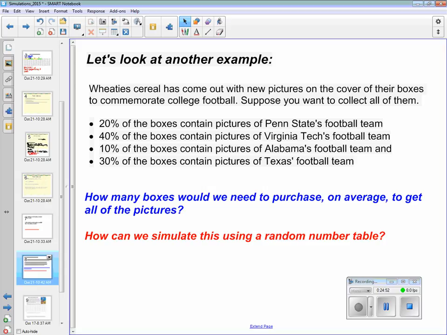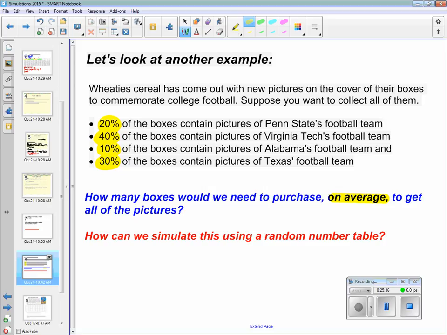let's say that Wheaties had these four pictures on the boxes, and I want to collect all of them. I want to have one of each at least. Wheaties told me that 20% of the boxes contain Penn State. 40% of them are Virginia Tech. We have 10 and 30. These percentages are very important for step 3 when I assign the digits. How many boxes am I going to need to purchase? Notice it says on average. That's a key because we're going to be averaging something to get all of the pictures.